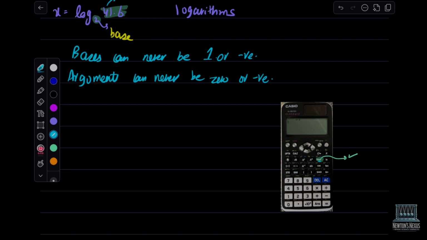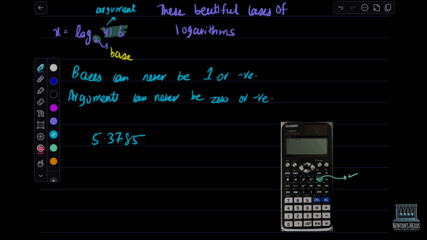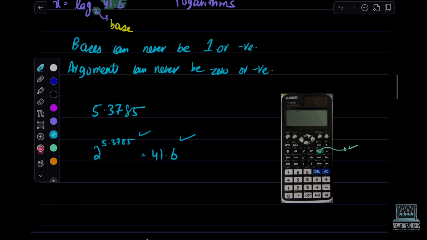Well, let me solve this for you. I don't want you to do the hard work. So it comes out to be 5.3785. So this answer applies, that 2 raised to the power of 5.3785 is equal to 41.6. So this is basically what the statement implies.